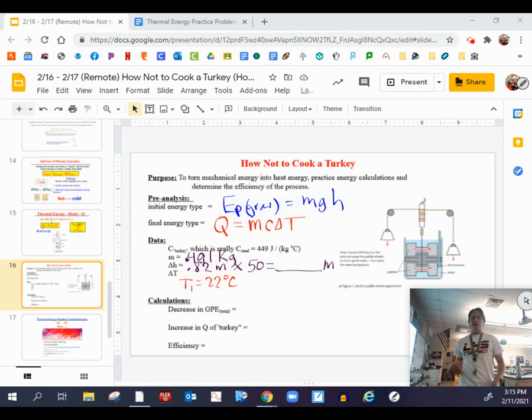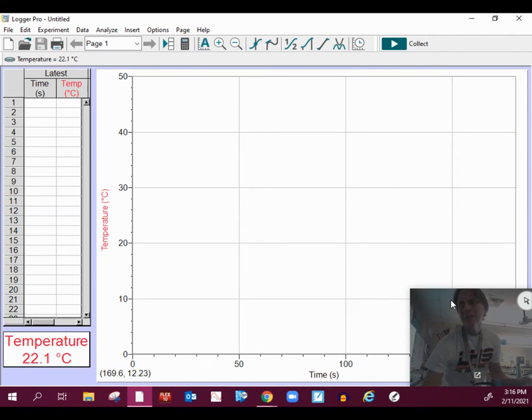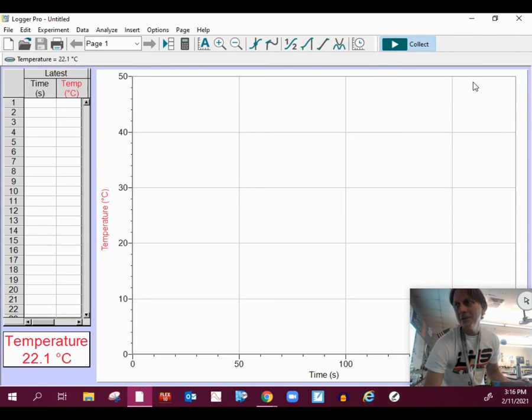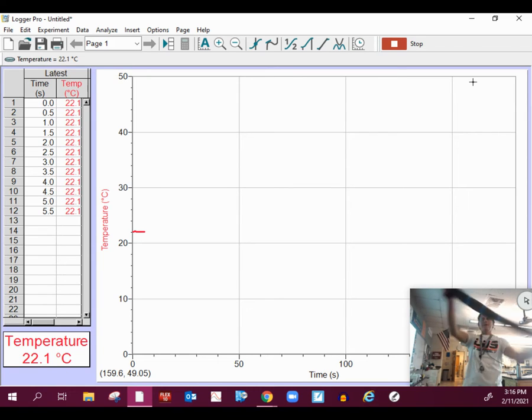All right, now let's go ahead and do it. I'm going to do 50 turns, and we're going to see what the temperature goes up to. So let's go ahead and start that in the view. And I'll put this screen up for you too. Okay, so I'm going to go ahead and collect this information. All right, now I'll start here, and I'm going to turn it one full turn.